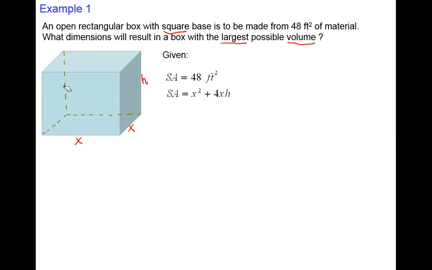And 4 of these sides are the same rectangles. Length times width, or base times height: x times h, 4 times. And since the rectangular box is open, we do not have a top. That means just 1 x squared. Okay? And the required information is volume. We have to maximize the volume.